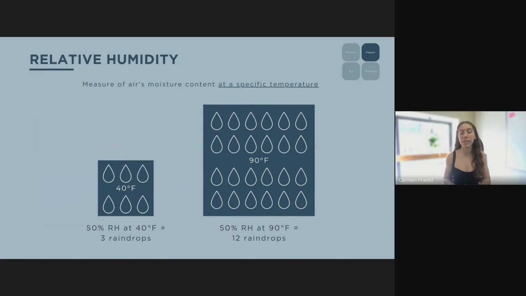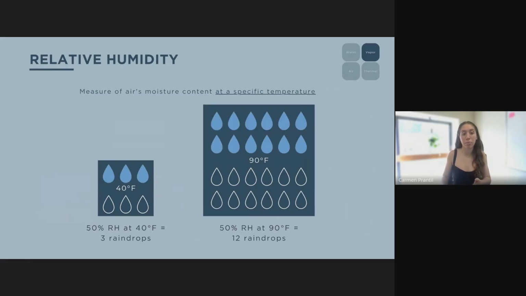So if somebody tells me, oh, there's 50% relative humidity, I have no idea how much moisture you're talking about because you haven't given me the context of the temperature. So 50% relative humidity at that 40 degrees, you would be talking about 3 raindrops of water. 50% relative humidity at 90 degrees, you'd be talking about 12 raindrops of water. So again, this is really just showing that relative humidity has no meaning while isolated. So to understand how much moisture we're talking about, we have to place relative humidity in the context of temperature.